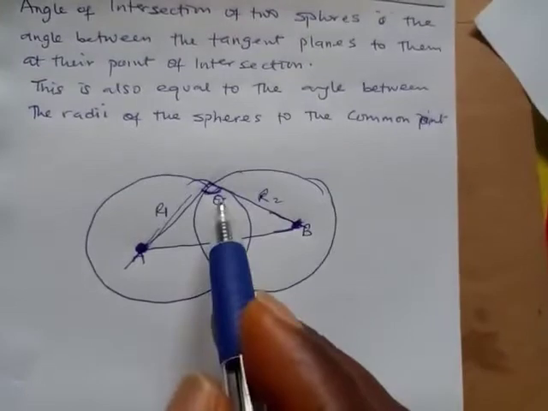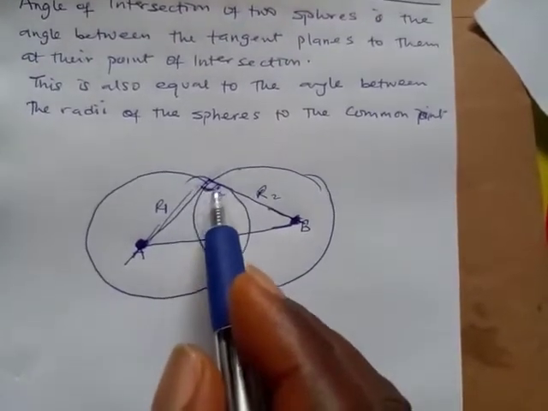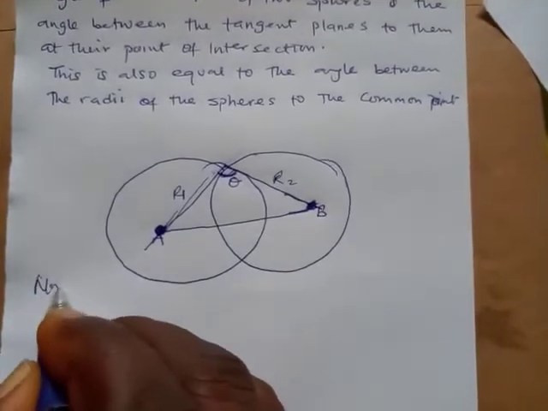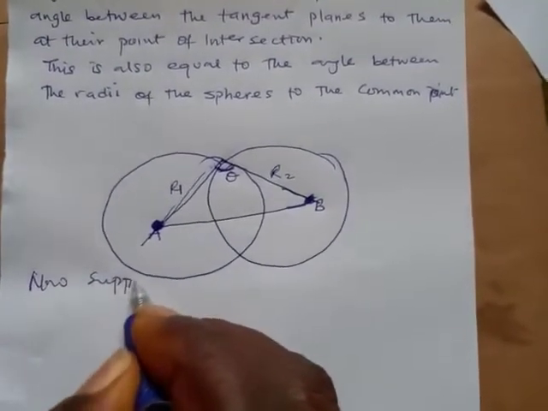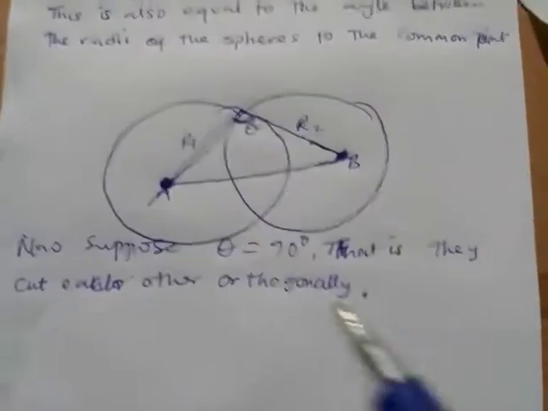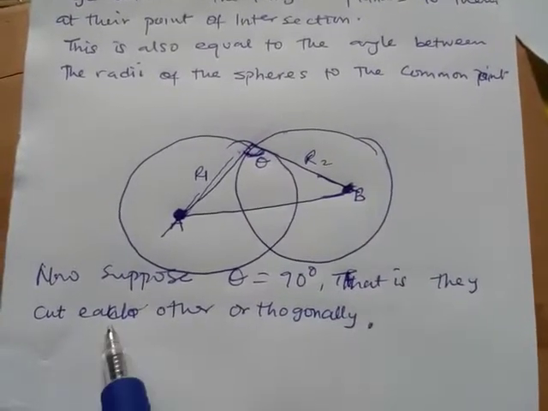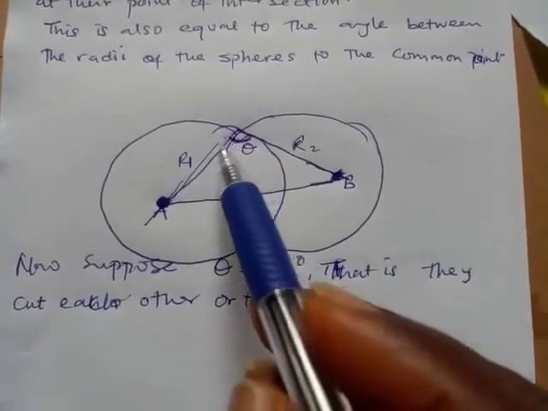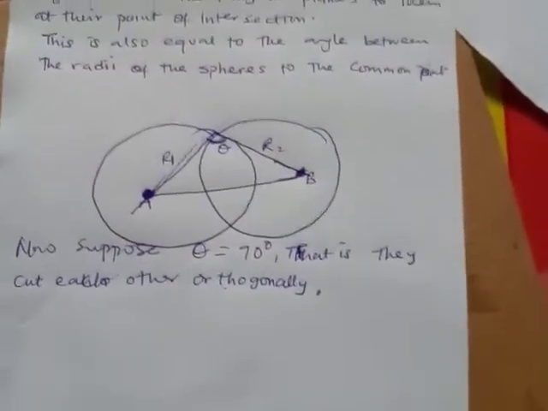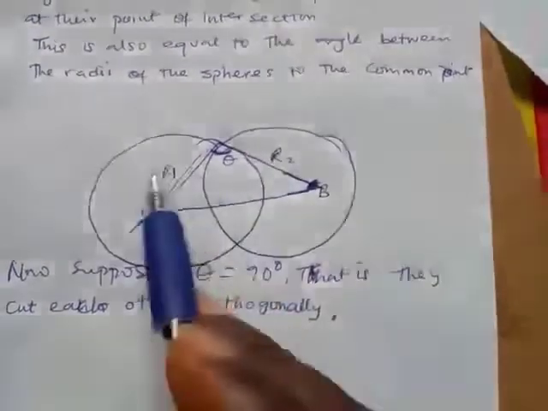Now let's consider the condition for orthogonality, that is, the angle between them. If it is orthogonal, that is, if the angle between them is 90 degrees, let's assume that theta is equal to 90 degrees. So they cut each other orthogonally. We want to look at the relationship between these two spheres.